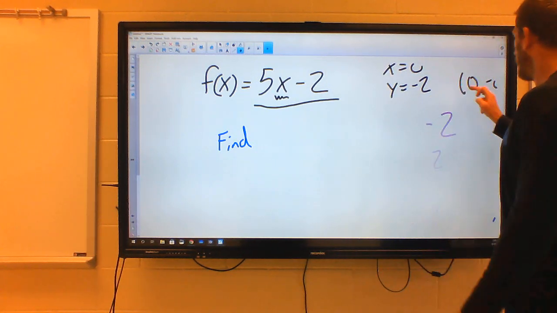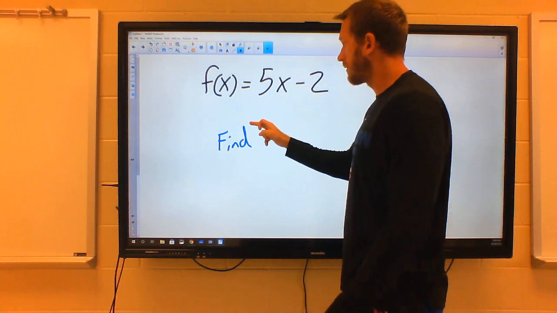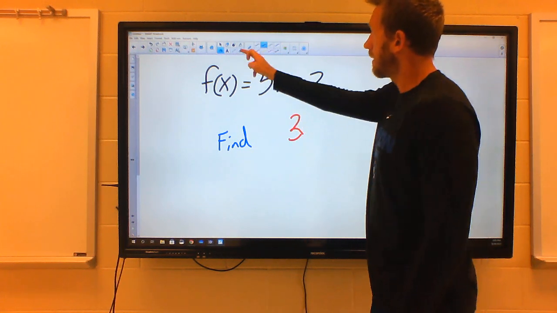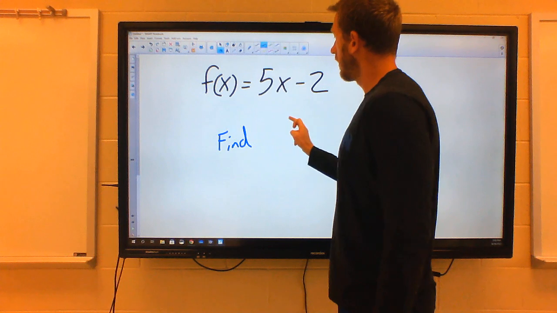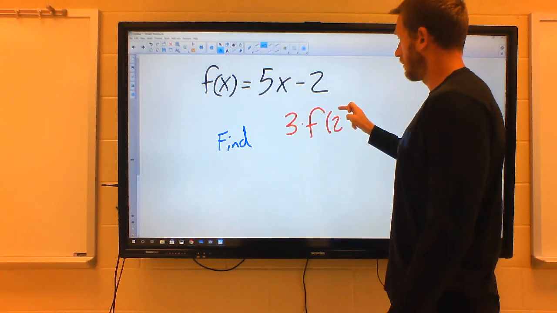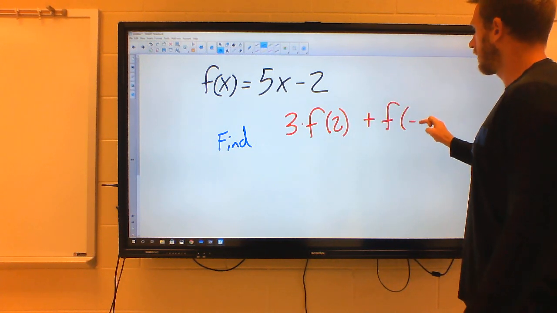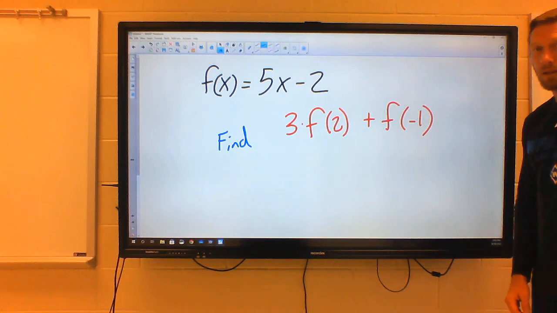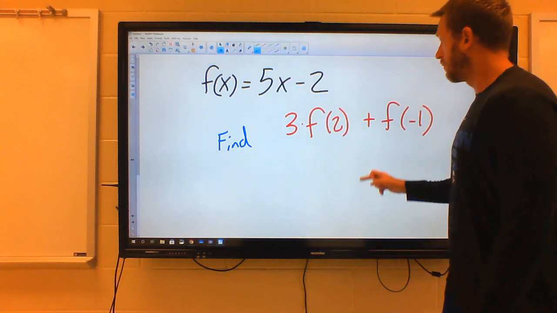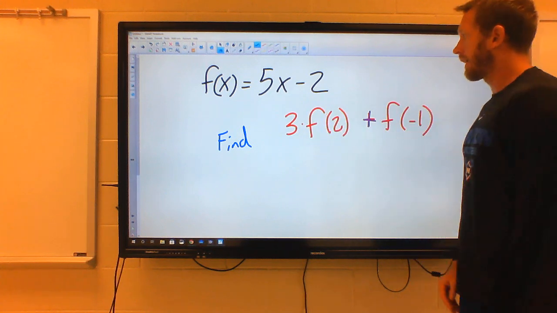I'm keeping with this same equation, because I can pretty much do all of class using this equation if I want to, or most of class. Right? What if I said find 3 times f of 2 plus f of negative 1. So now I'm getting a little bit more complicated. The way I would solve this is I would treat them as two separate ideas and then I would add them at the end. Now we're getting into an algebraic expression.